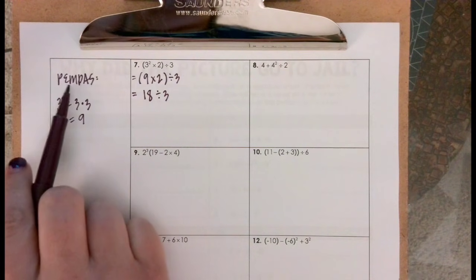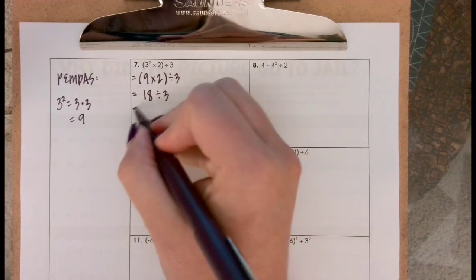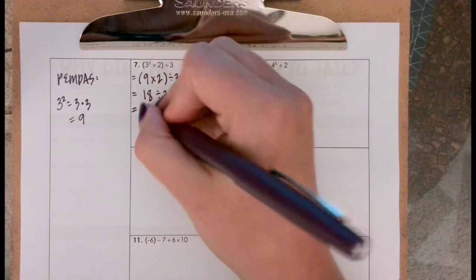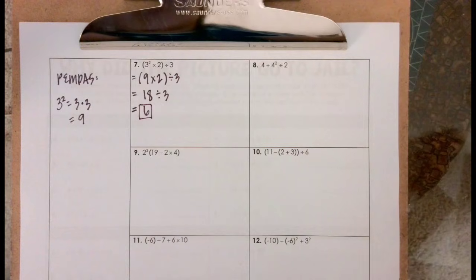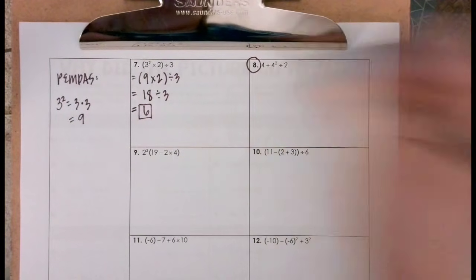Alright, now I've gotten rid of my parentheses. I don't have any more exponents. Multiplication and division's next, left to right. I have got division. 18 divided by 3 is 6. 6 is my final answer. I want you to circle number 8.